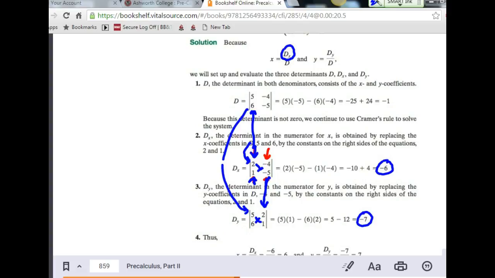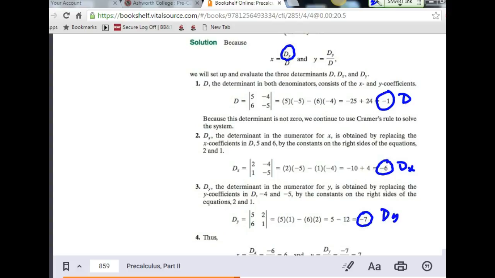Now, the rest is simply just plugging those particular numbers in. It's not very difficult to find the determinants. And remember, we have these three right here. The regular determinant is -1. D sub x, as we call it, is -6, and D sub y is -7.